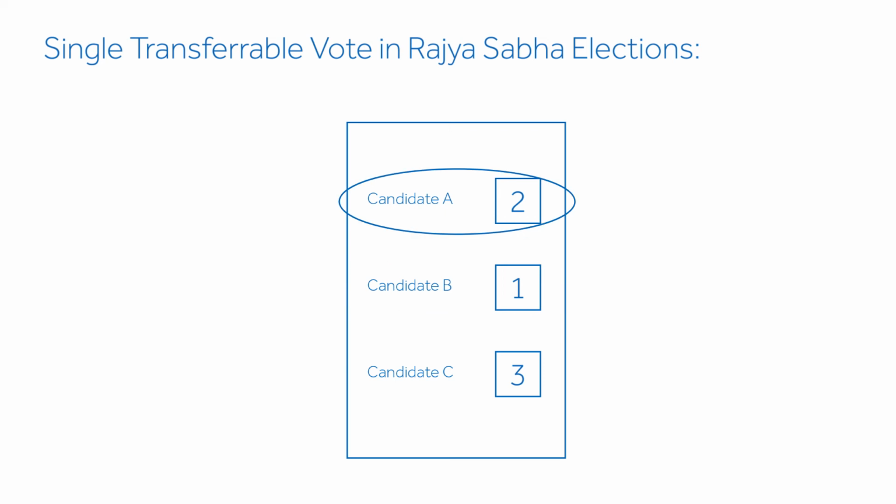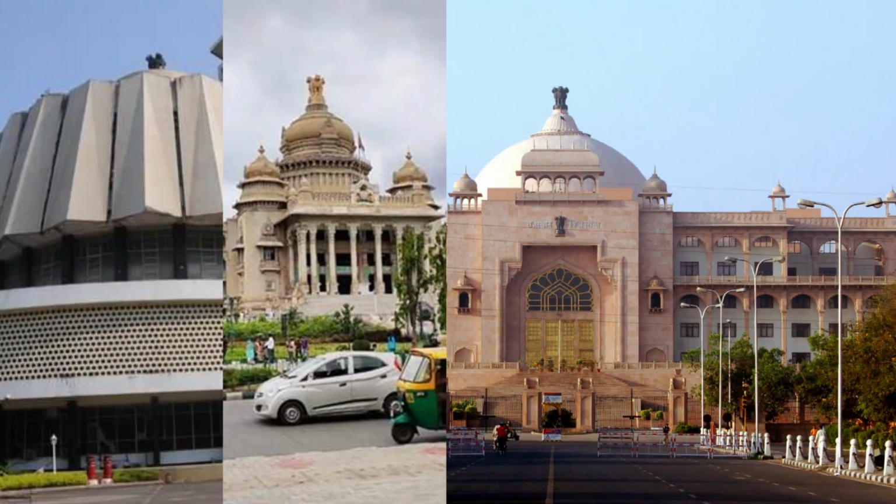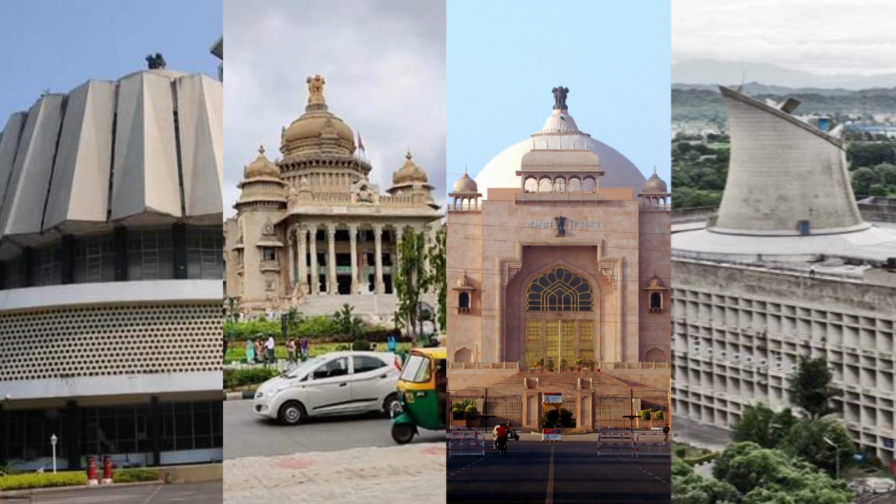In this round, the candidate with the least number of votes is excluded. The votes cast for him are transferred to the second preference marked on each ballot. This means that the parties that didn't have enough strength to elect a candidate in the first round still get the opportunity of representing their vote in the second round. This is why this year there will be a contest in 4 states: Maharashtra, Karnataka, Rajasthan, and Haryana.